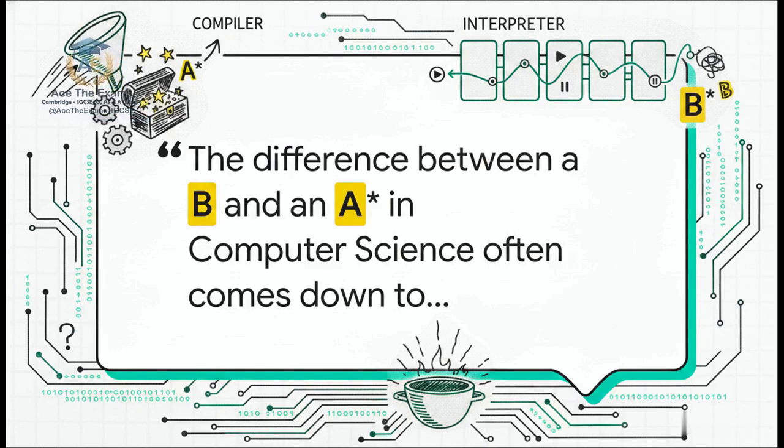Why? Because this isn't a test of your memory. It's a test of your evaluative logic. When Alex sits down and just lists out, a compiler translates the whole code at once, that's a B-grade answer at best. The examiner is looking for the A-star student who can analyze the trade-offs of that translation process in a specific real-world scenario. That's what we're going to master today.